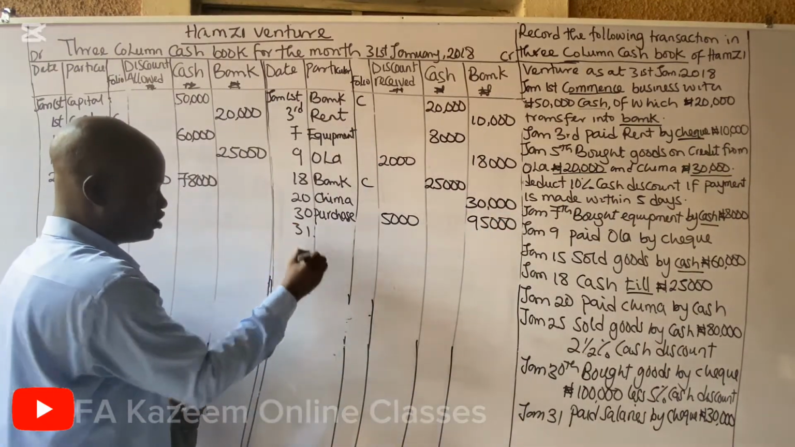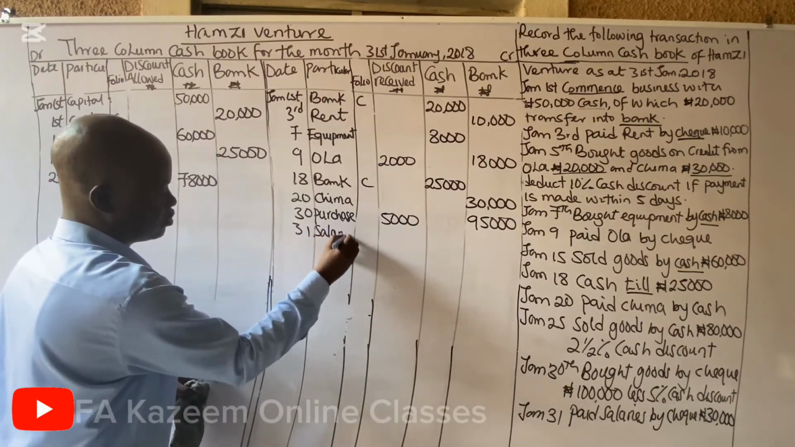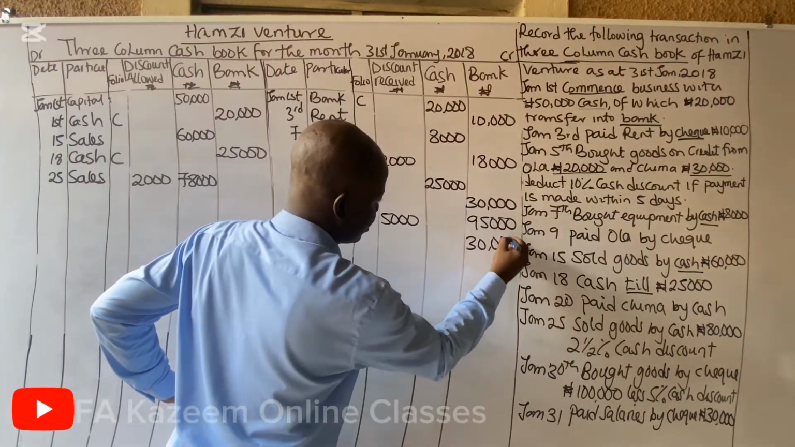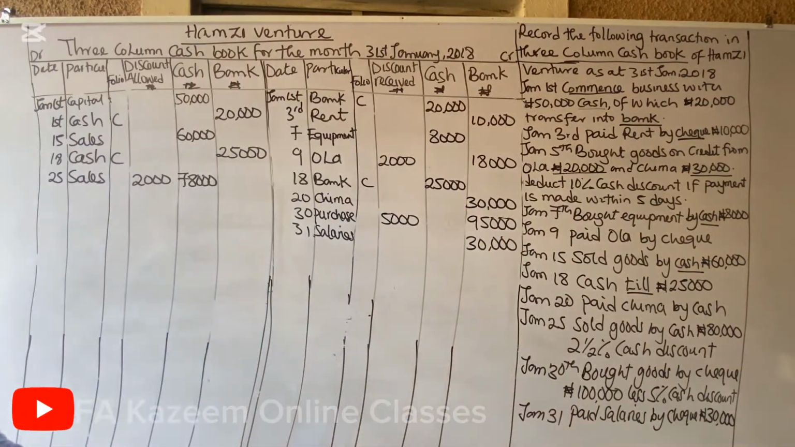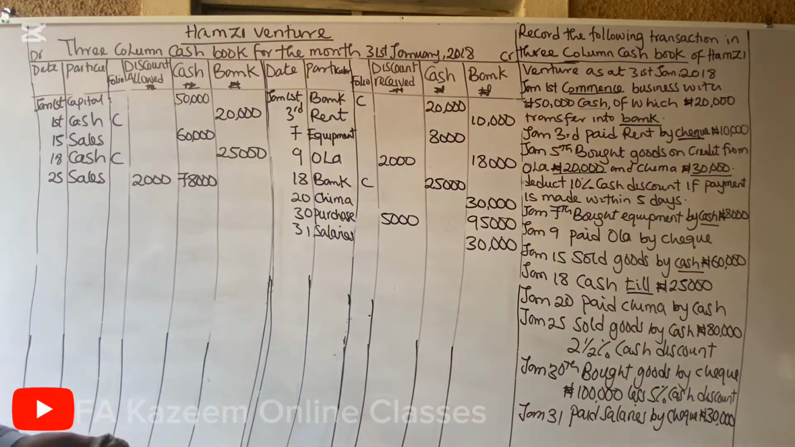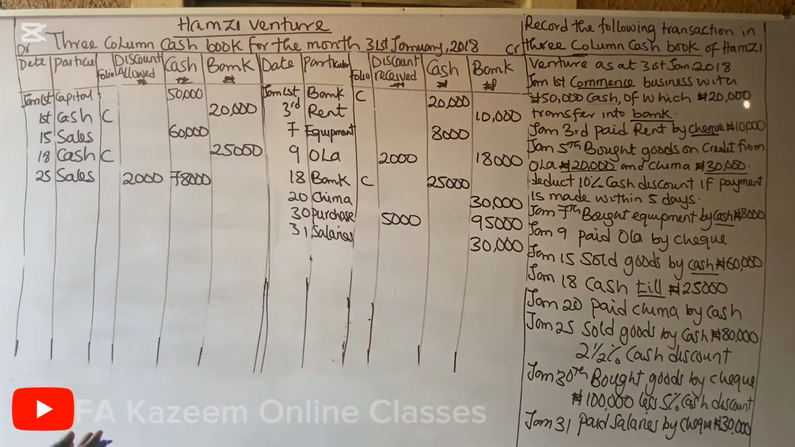And the last transaction there says paid salaries by check, 30,000 naira. We have come to the end of posting, and the next is for us to balance the 3-column cash book. How do we balance the 3-column cash book?